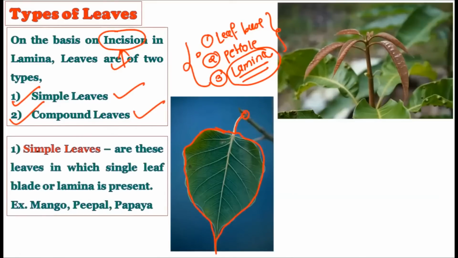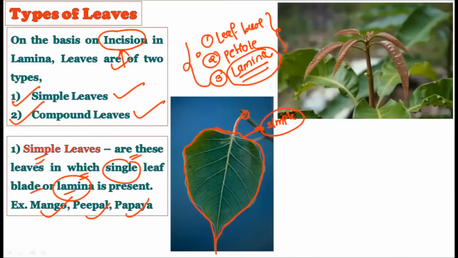Now let us consider first the simple leaves. What are the simple leaves? These are leaves in which a single leaf blade or lamina is present. So if any leaf has only one lamina and there is no incision in this lamina, then such a kind of leaf is called a simple leaf. For this we have the examples of mango, peepal, and papaya.